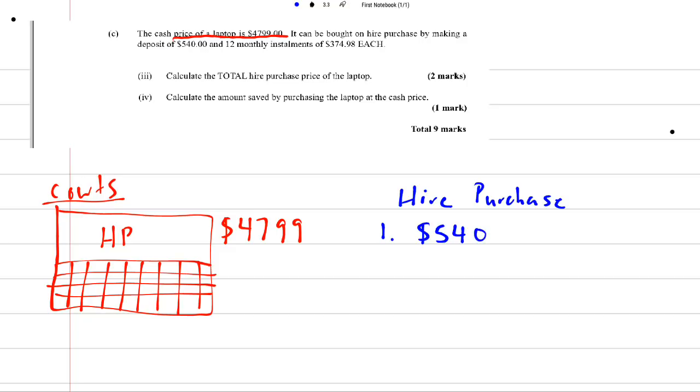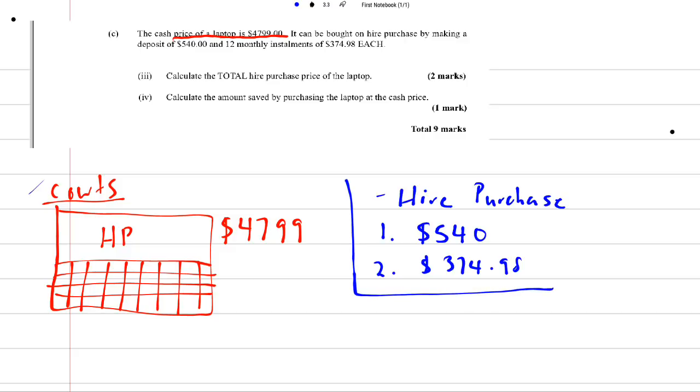If you put down, one, $540, and two, pay 12 monthly installments of $374.98. So in order for you to walk out with that laptop, there are two ways, through hire purchase or by cash. We already established you don't have the money, so obviously hire purchase is going to be your way out.